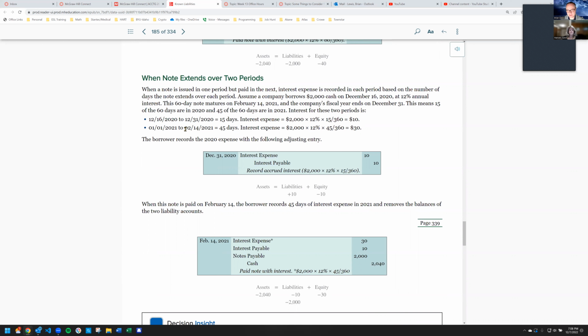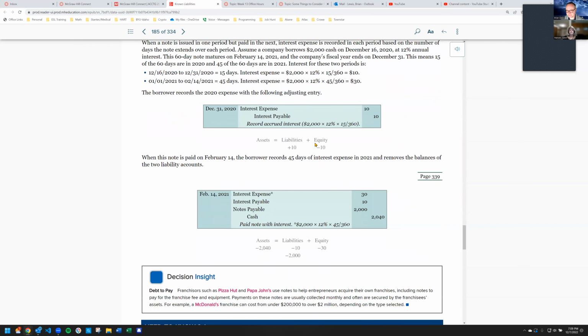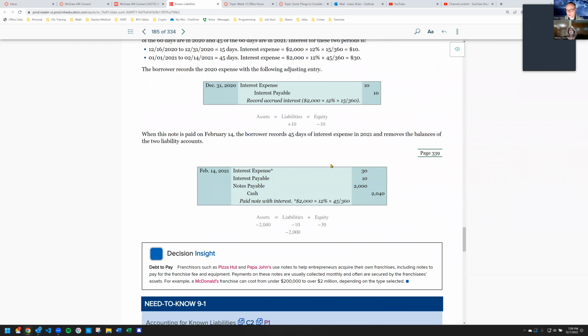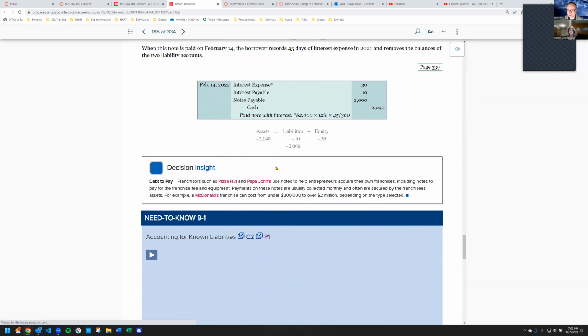So this would actually be 30 days worth of interest in January and another 15 days effectively worth in, well, actually, no, it's 31 days in January and 14 days in February that you'd split this out. But you want to be able to split it out based on the period that it's associated with.